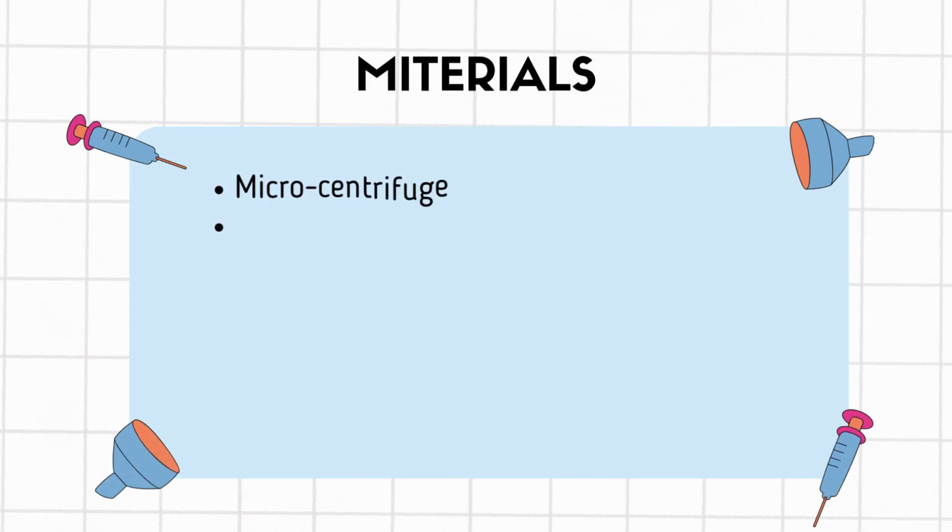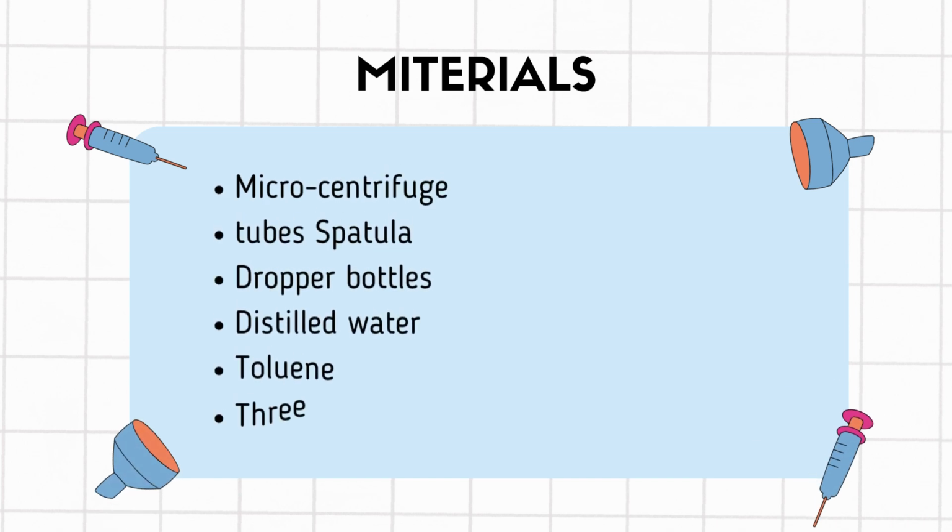For the materials: first, microcentrifuge tubes. Number 2 is a spatula. Number 3, dropper bottles. Number 4 is distilled water. Number 5, toluene. And the last one is 3 selected lipid-based food products.